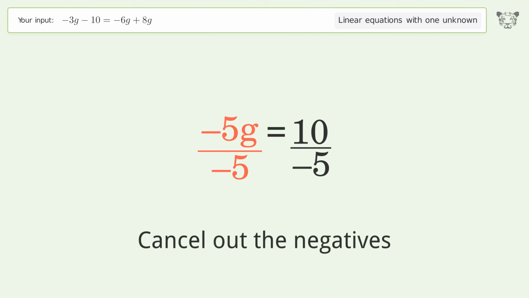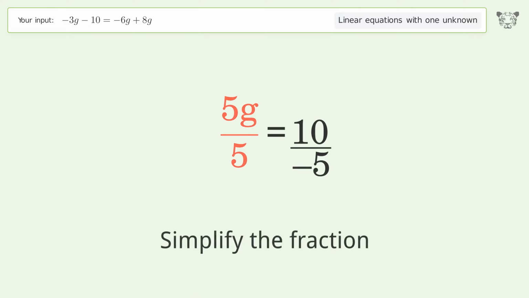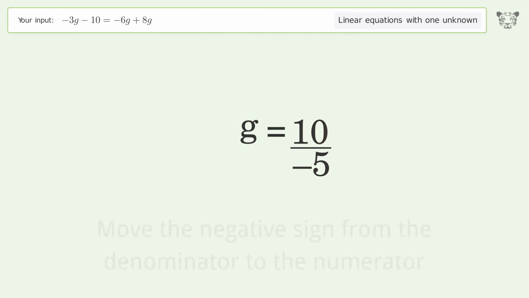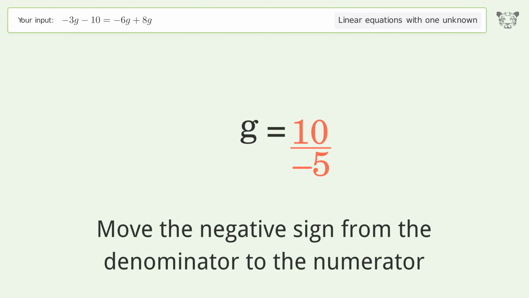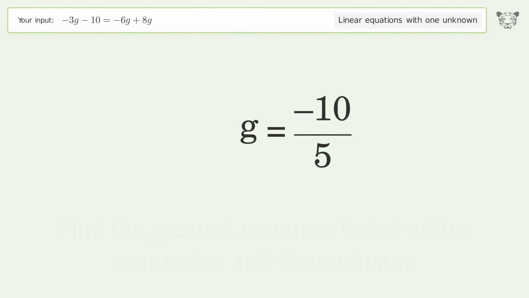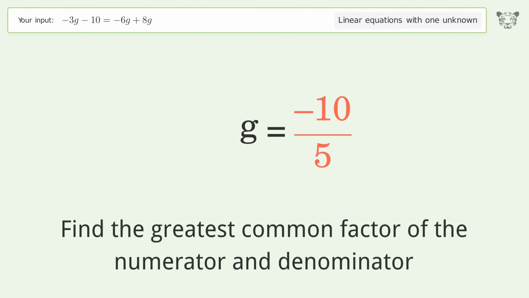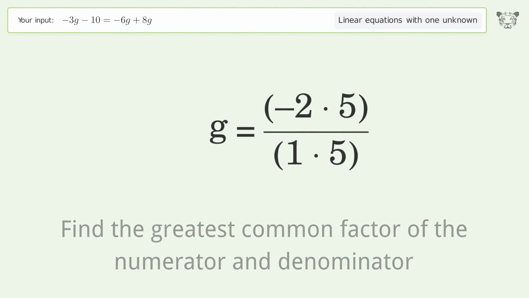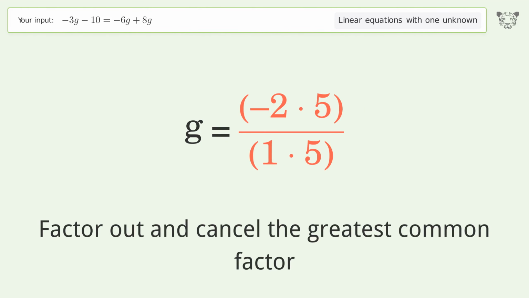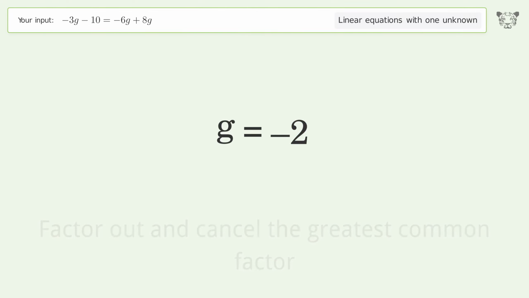Cancel out the negatives. Simplify the fraction. Move the negative sign from the denominator to the numerator. Find the greatest common factor of the numerator and denominator. Factor out and cancel the greatest common factor. And so the final result is g equals -2.